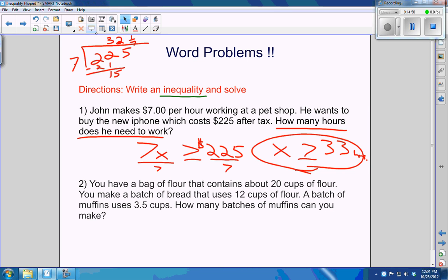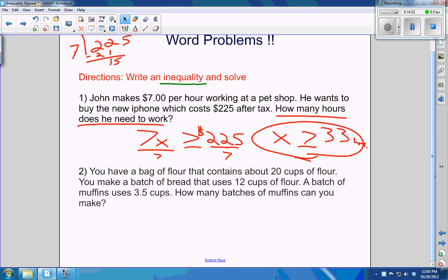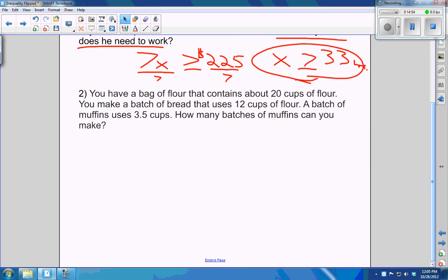That is a tricky problem, but it will be on an assessment, so that type of problem. The next one, you have a bag of flour that contains about 20 cups of flour. You make a batch of bread that uses 12 cups of flour. A batch of muffins uses 3.5 cups. How many batches of muffins can you make? Please pause your recording and go ahead.